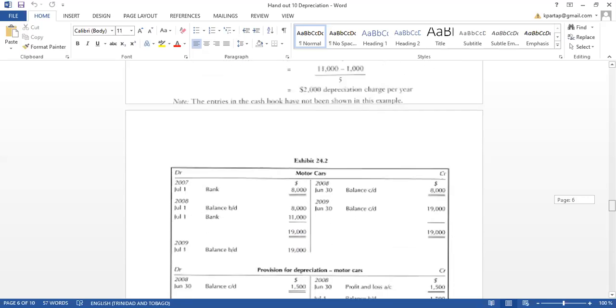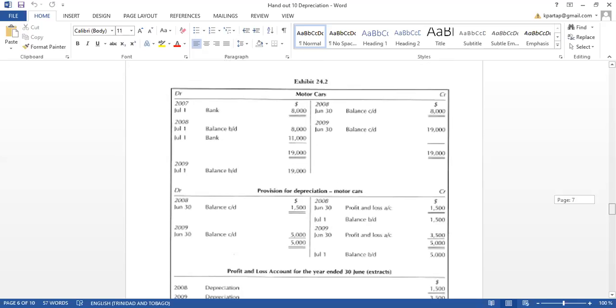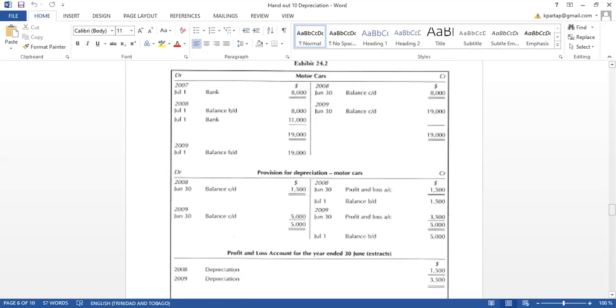All right, so again, we have the entries shown here. The motor car was bought. We have to show when it was bought. So on the 1st of July 2007, we buy the first car, $8,000 debit in the motor car account, and of course there'll be a credit in the bank account. They didn't show you that here, but there's a credit in the bank account. At the end of 2007, we would have had to carry down the balance. So they didn't show you where to carry it down and bring it forward.